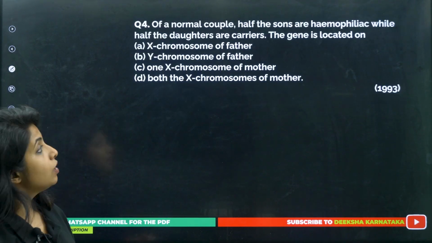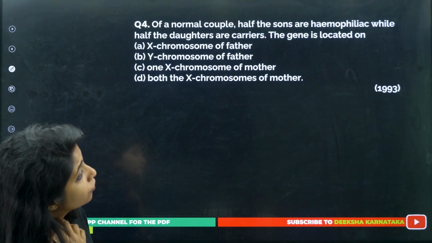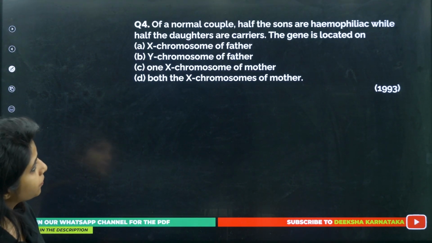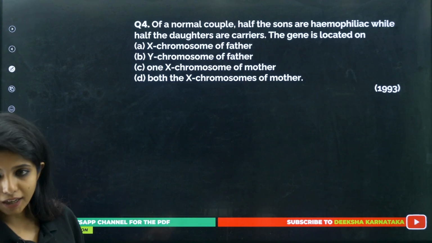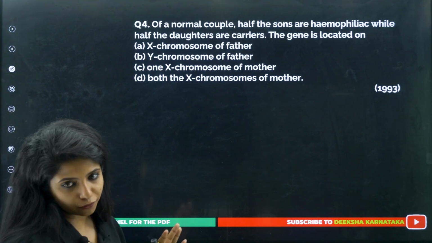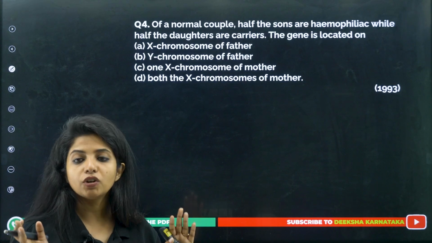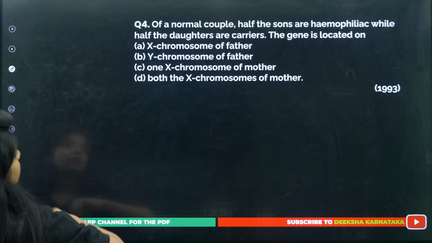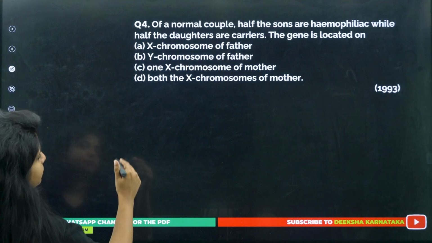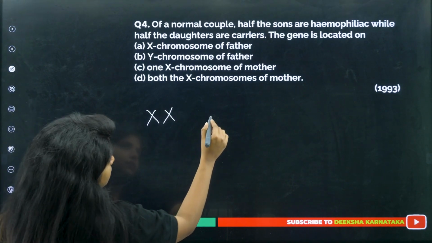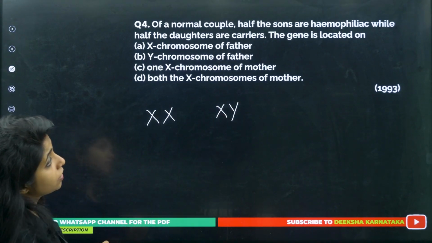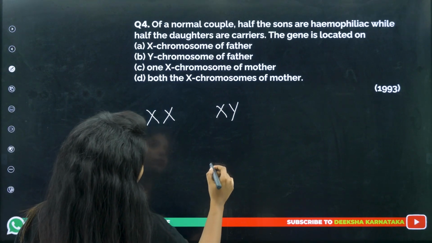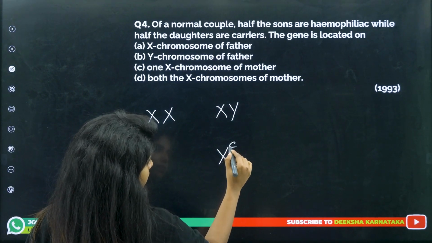Going ahead. Of a normal couple, half the sons are hemophilic, while half the daughters are carriers. The gene is located on which chromosome? Let's see. You have XX and XY. And with this condition, they are saying that half the sons are hemophilic. So the condition is like this.